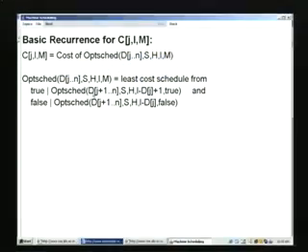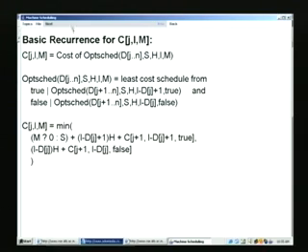So, you can see that this is exactly what I have written over here. True concatenated with optimal schedule for d of j plus 1 through n, s, h, I minus d j plus 1 and true, and the other schedule, which is false concatenated with optimal schedule of d j plus 1 through n, s, h, I minus d j and false. So, now we understand what optimal schedule itself is. We just have to now figure out what the relationship amongst the costs is going to be.